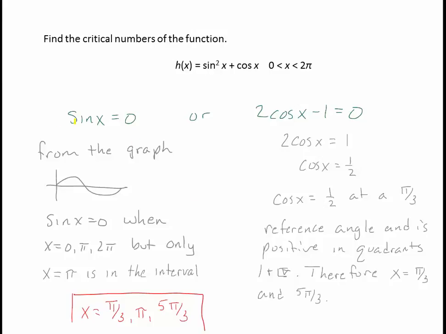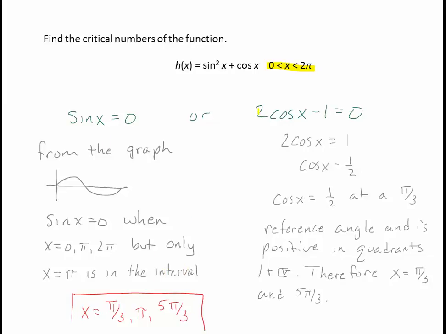So let's look at sine of x is equal to 0. If you remember the sine graph, you know that it starts at 0, 0, rises, falls, and comes back to the starting point. This tells us that sine of x is equal to 0 when x is 0, pi, and 2 pi. Based on our interval given, we will not include 0 or 2 pi, so x equals pi is the only solution of sine of x equals 0 that is in our interval.